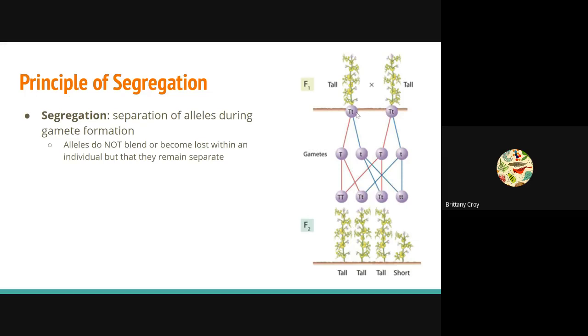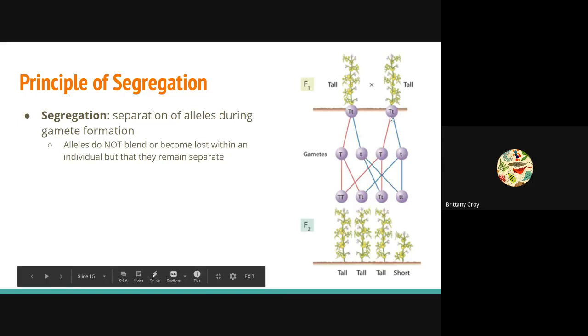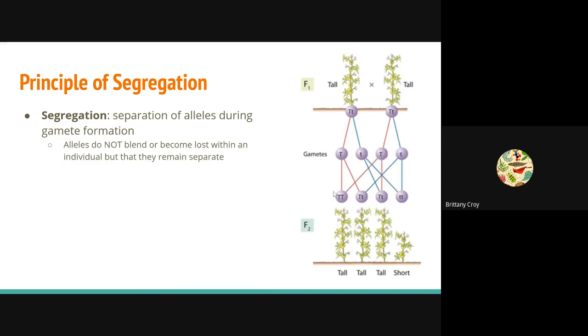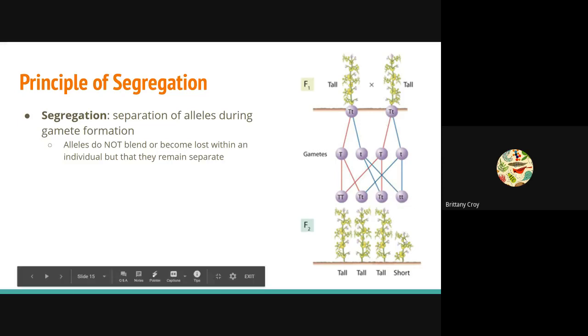And over here, we can see here's the alleles from one plant. They're segregating so they can go to all the offspring. Here's the alleles from another plant, and they're segregating to go to all the offspring. That's how two tall plants are able to have a short offspring.